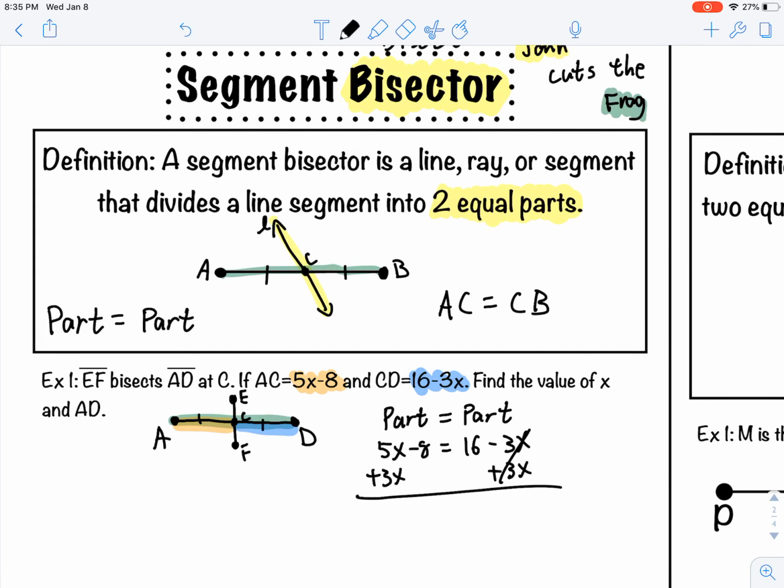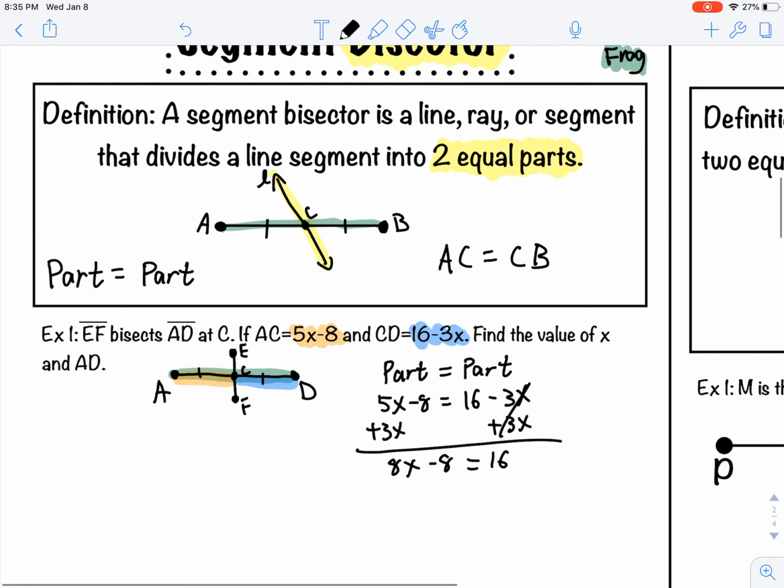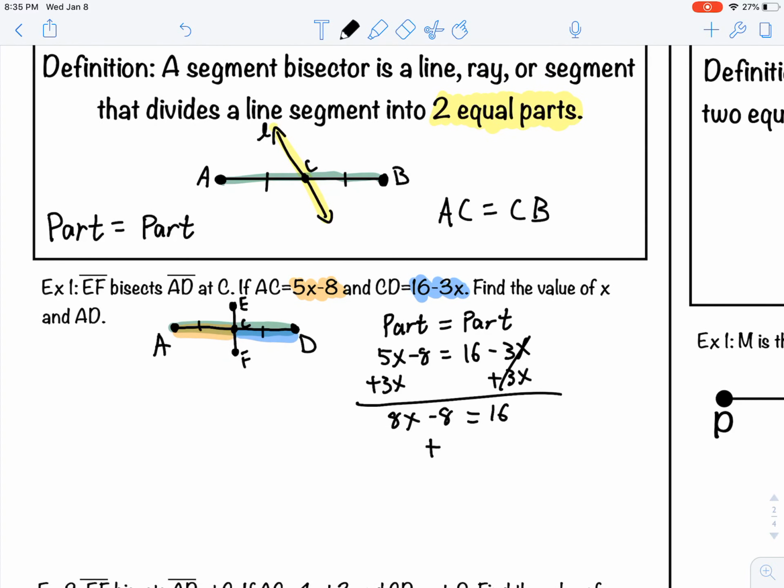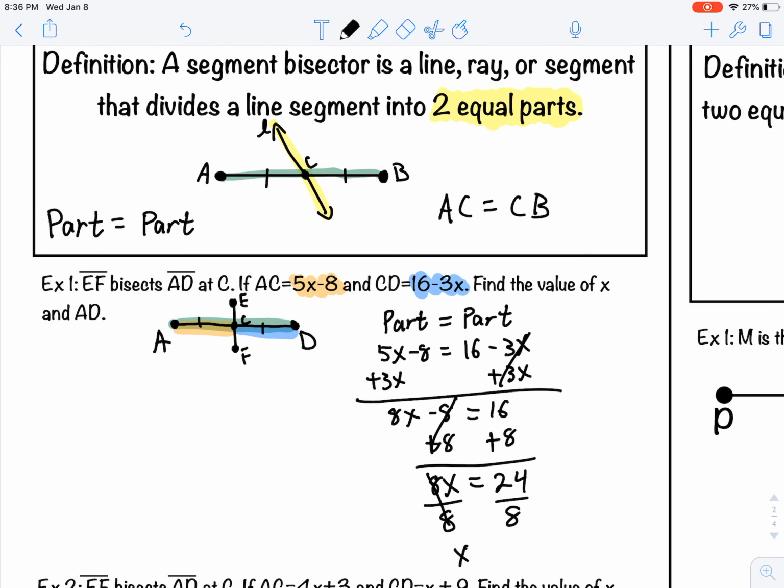So 5x plus 3x is 8x minus 8 equals 16. All right. Add 8 to both sides next. So I have 8x equals 24. Next step is to divide by 8. Those cancel out. I get x equals 3.